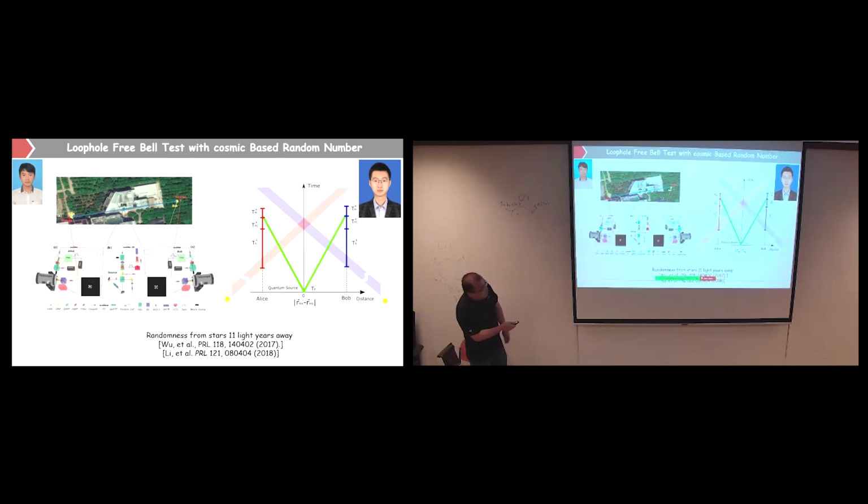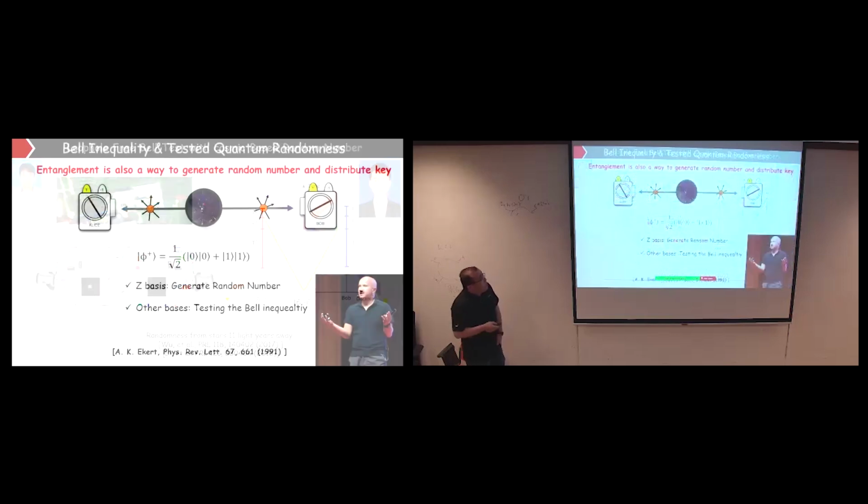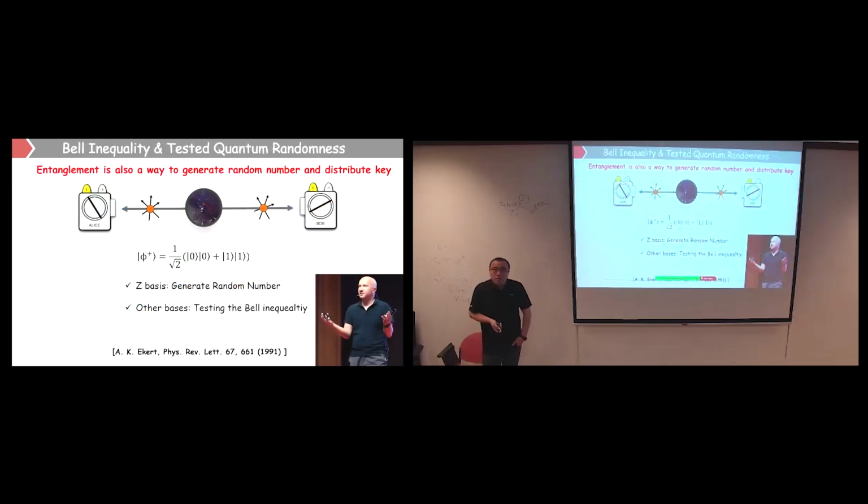It was published in a 2018 PRL paper. If you're interested, you can look at it. But anyway, if we believe in quantum randomness, then what can we do with that? Just going back to the story, you know Artur Ekert, he found this scheme.